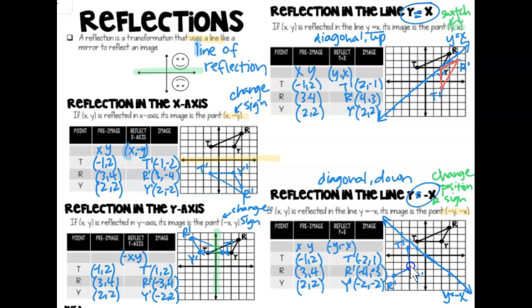And I can see that my triangle did flip over that diagonal line which goes down.